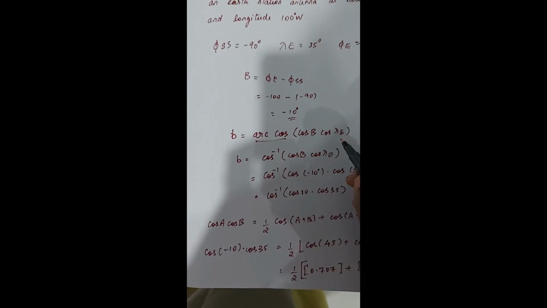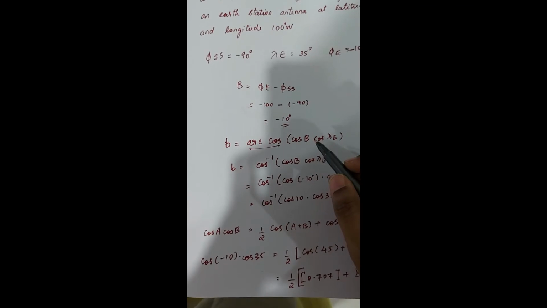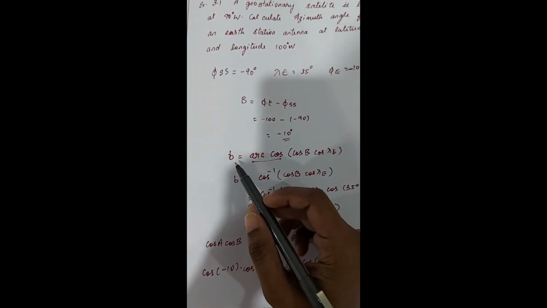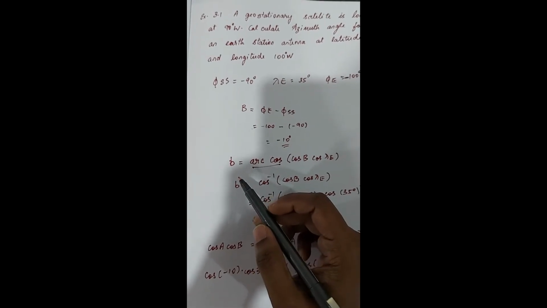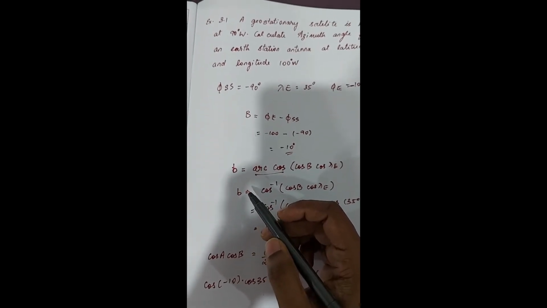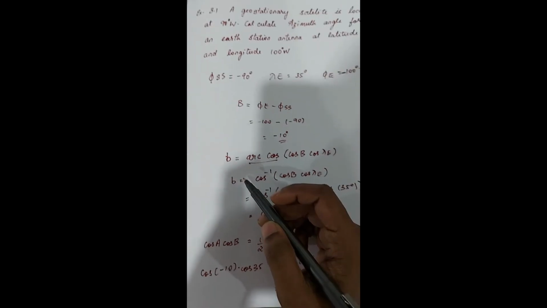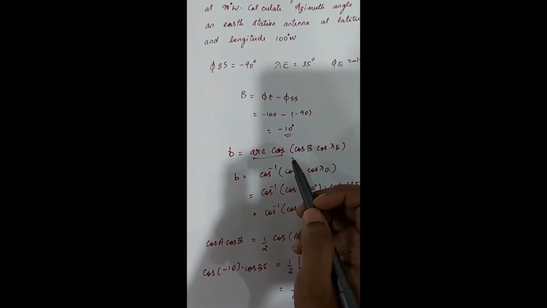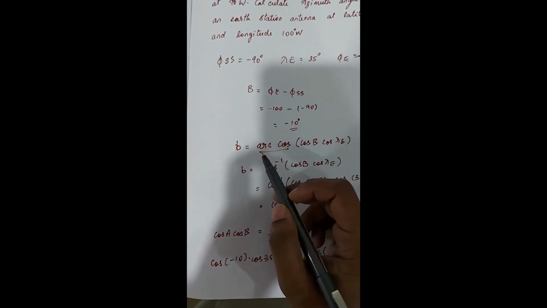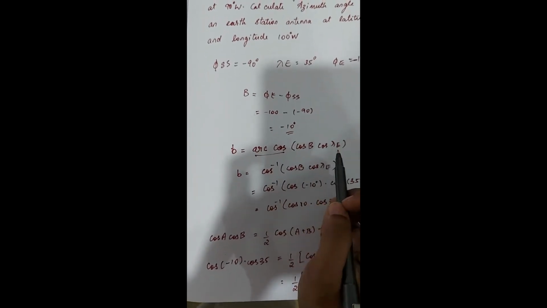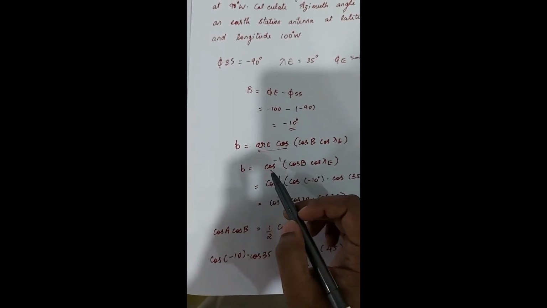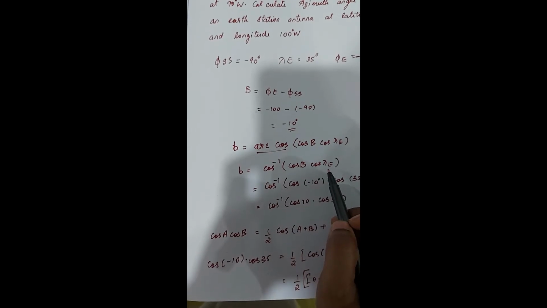So next we have small b equal to arc cos of cos B cos lambda E. I told you we need to find out the parameters like small b, small a, small c, capital A. These are the spherical angles. So b we know, from the theory we have seen, the formula given is like this: arc cos of cos B cos lambda E. Here arc cos means cos inverse. So b is equal to cos inverse of cos B cos lambda E.